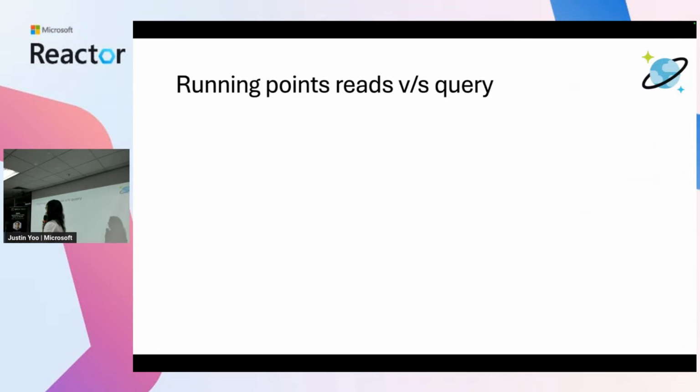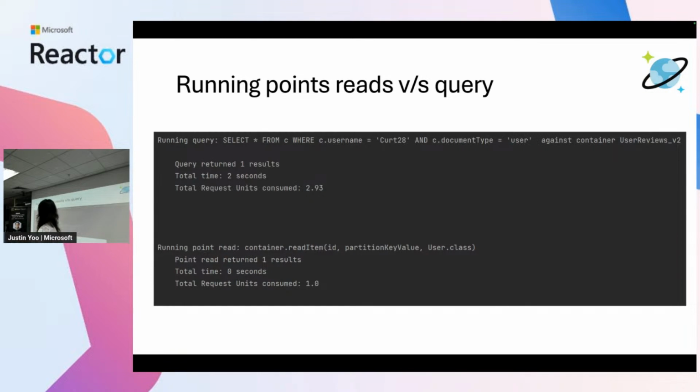So first is running point reads. I think I talked about it earlier as well. Point read is an API, container.read_item, where you supply the ID and partition key of the document. So this is for key value lookup. Whenever you have to do a key value lookup to read an item, you should always use the point read API instead of doing a query. Point read will always consume 1 RU, while a query can consume any number of RUs depending on the complexity of the query and the size of the data in the container. So here you can see it not only consumed more RUs, it also took more time. So it is advisable that you always use point reads.